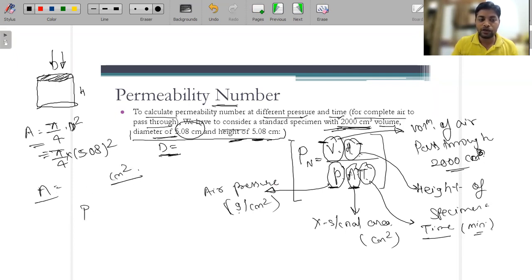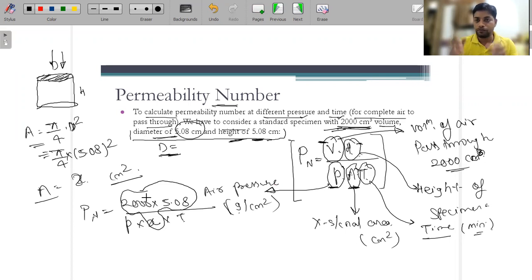So from here PN will be equal to, just put the value of 2000, that is v, times 5.08, upon p into A, the cross sectional area, whatever value you get. For example, if x is the value you get, then it is x into t. So overall, when you calculate it with the given values, this permeability number PN will be equal to 501.28 upon p into t. So this is the permeability number.